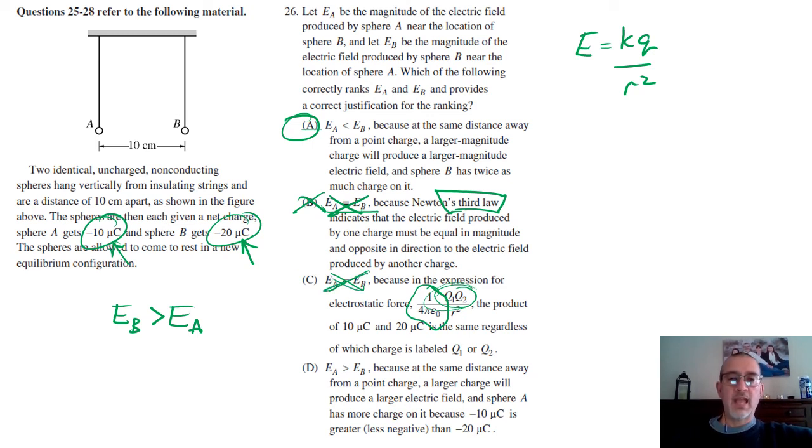And D says A is greater than B, but we know that already, that B is greater than A. The larger charge will produce a larger field. That's true. But A has more charge in it because -10 is less negative than -20. No, what we're talking about is the magnitude of the charge, not the amount of the charge. So even though it's negative and negative, that's not what we're talking about, because whether it's a +20 or a -20, the magnitude of the electric field will be bigger, and that's what we're looking for. So clearly, answer A is what we got here for question number 26.